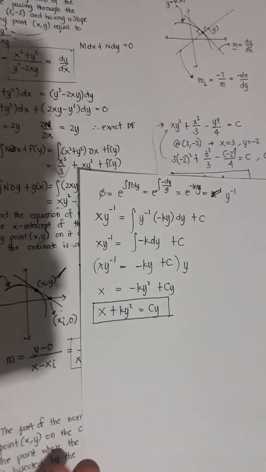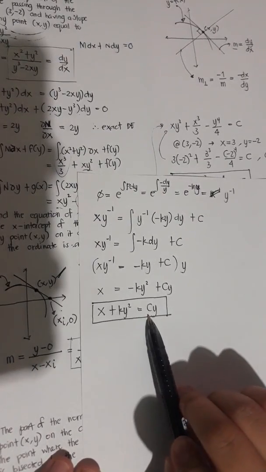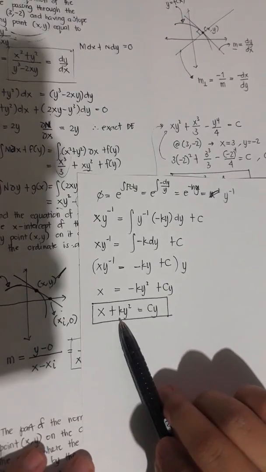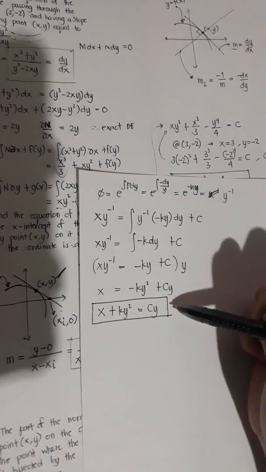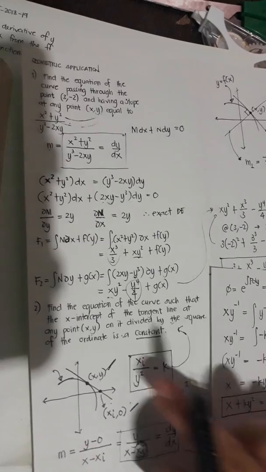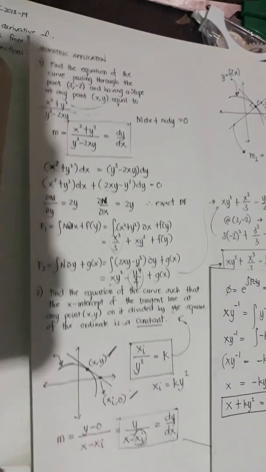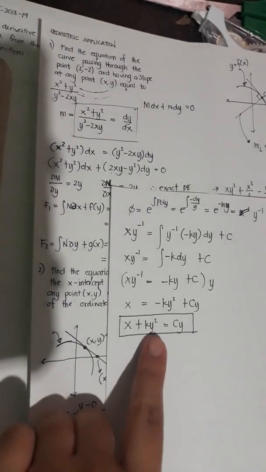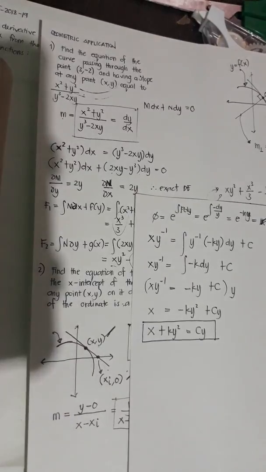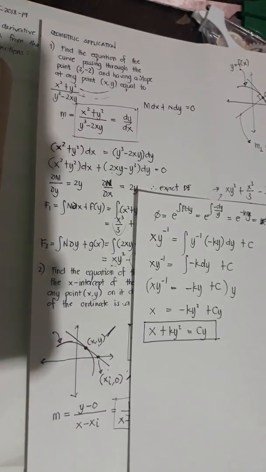Now, as you can see, there are two constants, k and c. So we can't get the particular solution because we are not given boundary conditions in this problem. So we could only get the general equation of the curve being described in number 2. Alright.